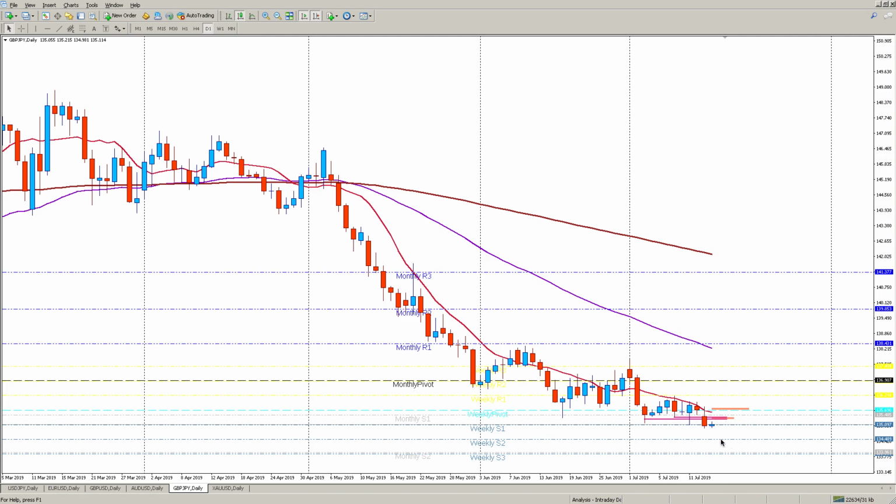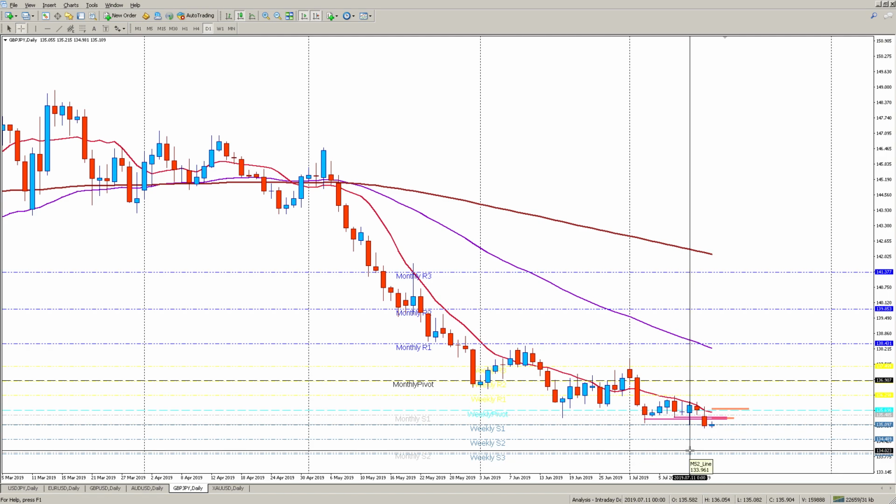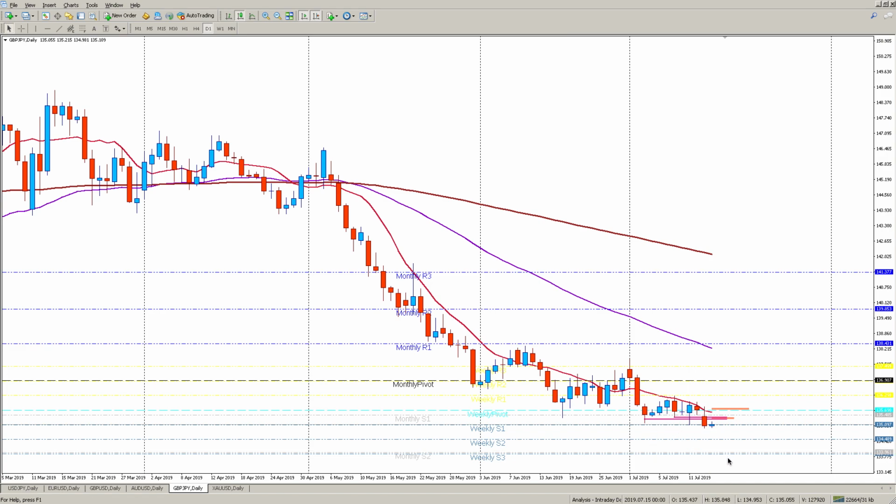Which is good for us, and we could also manage the trade and possibly extend another take profit level down at the weekly S3, where there's confluence with the monthly S2 level as well. So possibly at the 134.00 level for a further 50 or 55 pips.